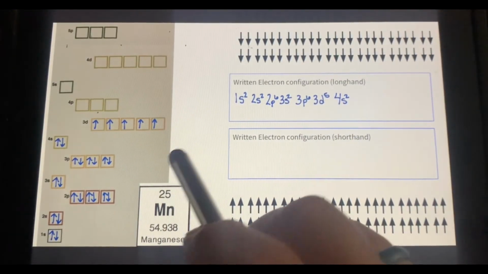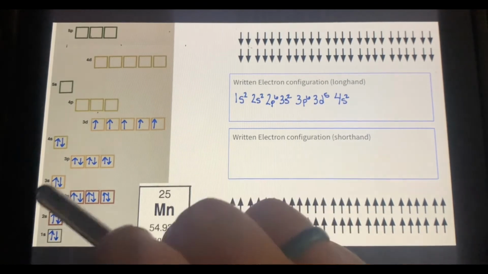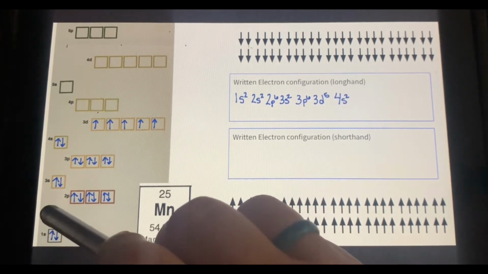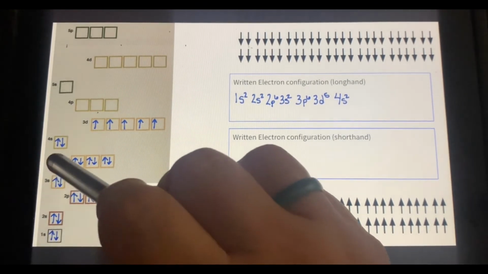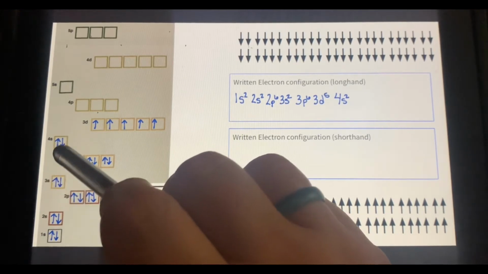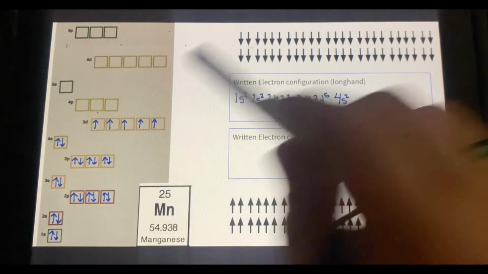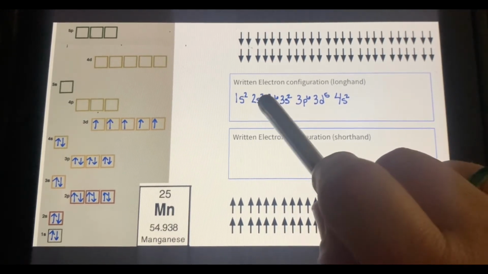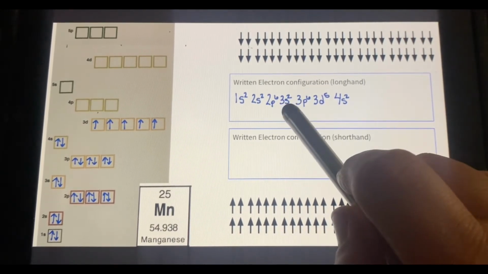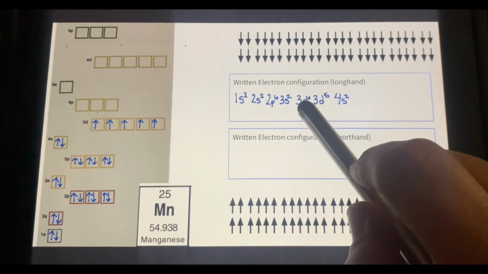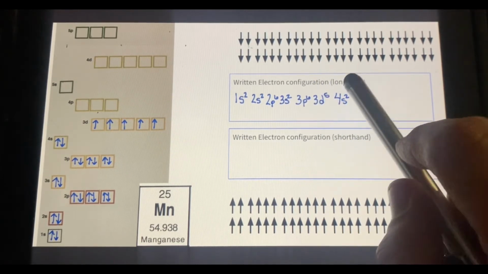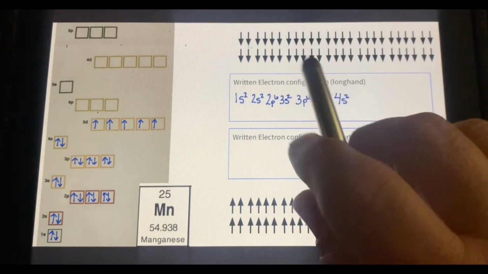I do the same thing I did before. First, I'm going to check, make sure I have 25 arrows. So 2, 4, plus 6 is 10, 12, 14, 16, 18, 20, and 25. Great. 2 plus 2 plus 6 is 10, 12 plus 6, 5, and 2 makes 25.